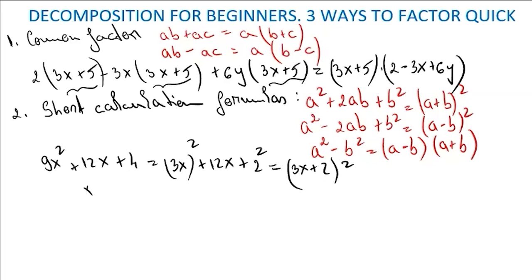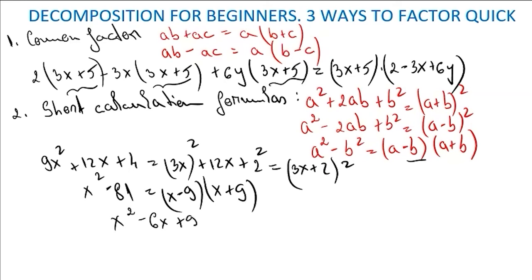The second example, I have x to the power of 2 minus 81. I know that 81 is basically 9 multiplied with 9. So I'm going to rewrite this as x minus 9 multiplied with x plus 9. Now I have used the last formula. Another example, x to the power of 2 minus 6x plus 9 equals x minus 3 to the power of 2. I have used the second formula.